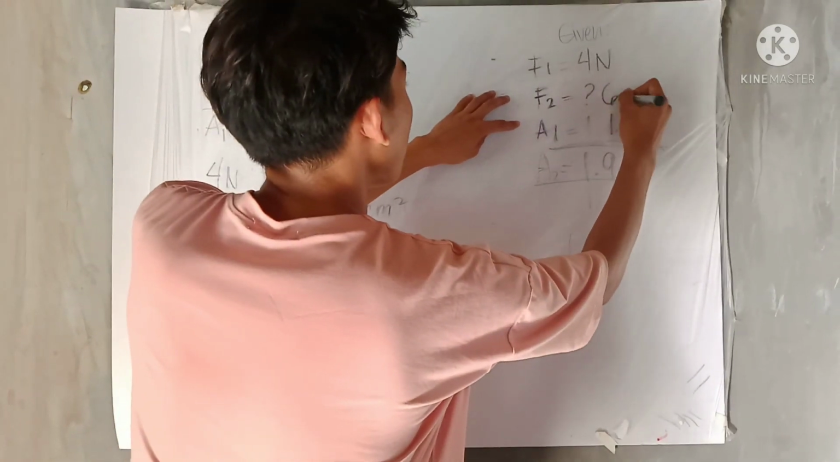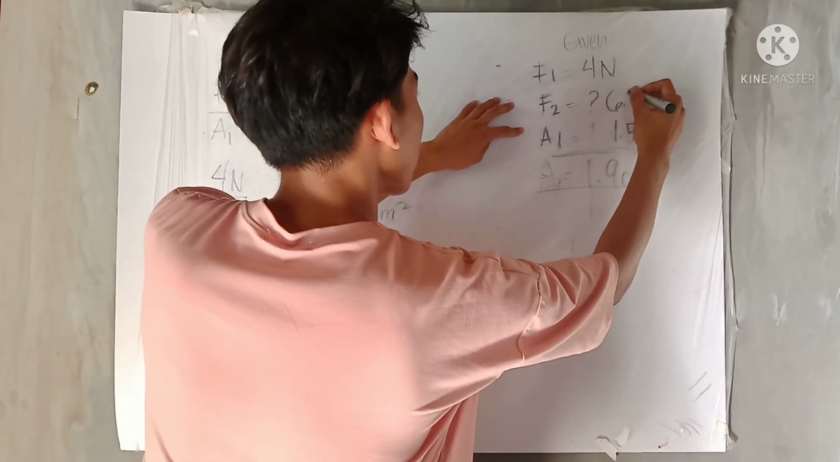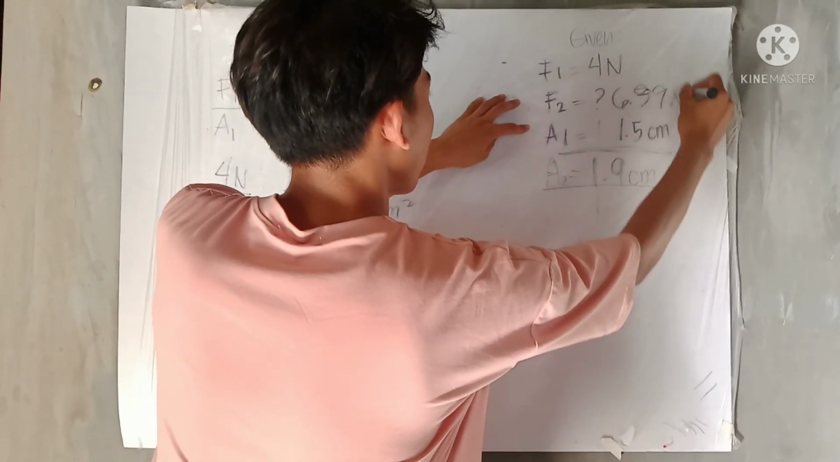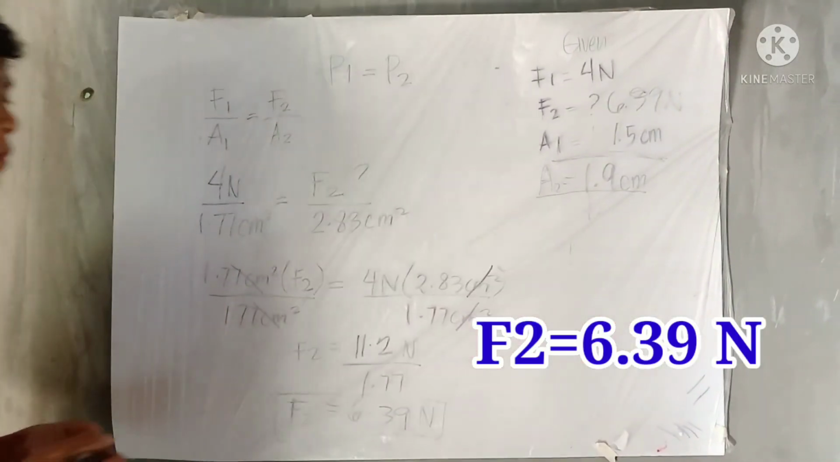Therefore, 4 newtons input force in this project produces an output force of 6.39 newtons.